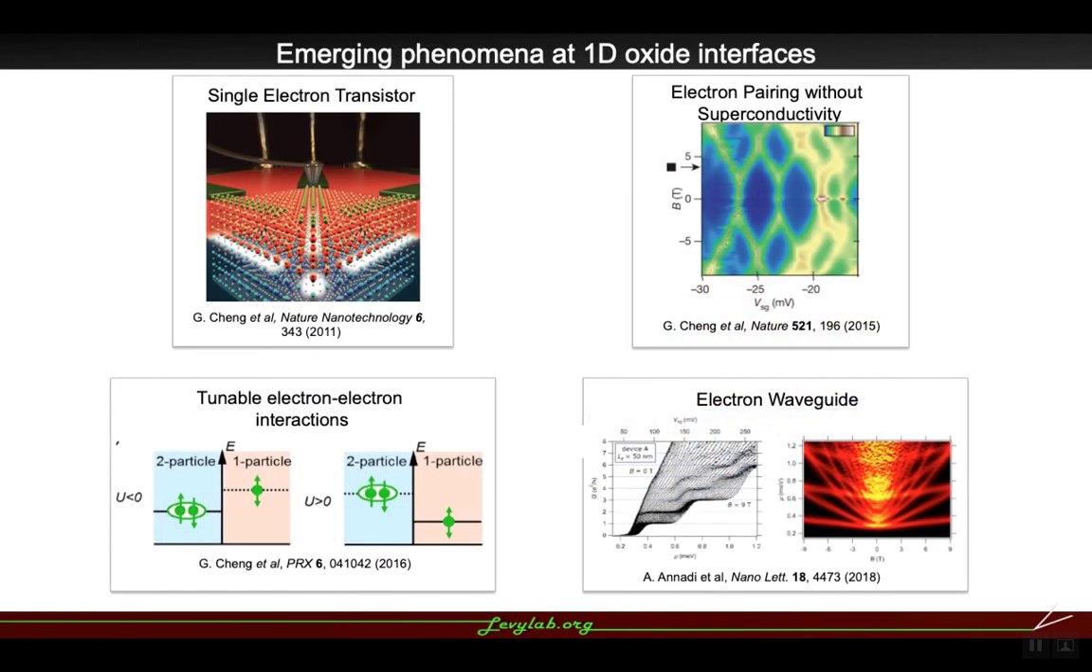After we finish the device and cool it down to a very low temperature, such as 20 or 15 millikelvin, we can see some interesting phenomena. For example, in a single electron transistor which we create ourselves, we already saw electron pairing without superconductivity, and also tunable electron-electron interaction. And today we will talk about the electron waveguide.